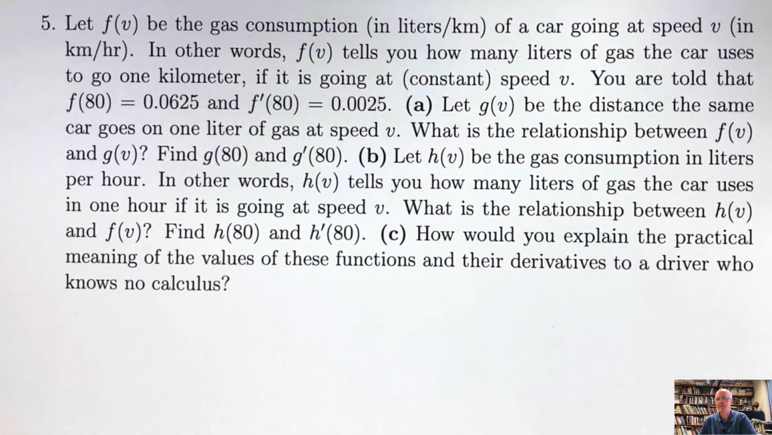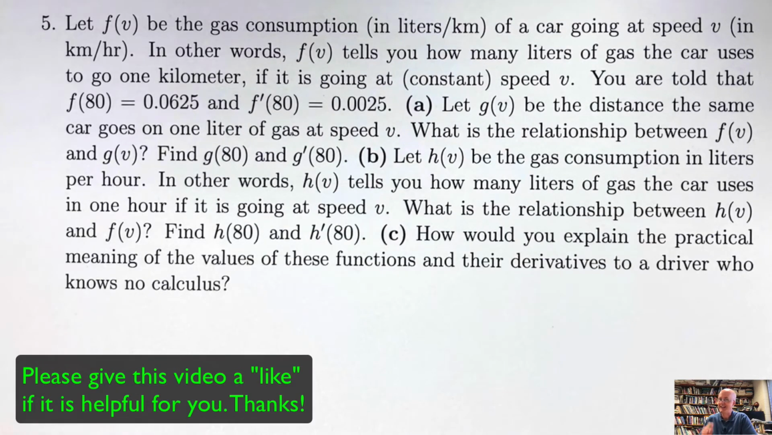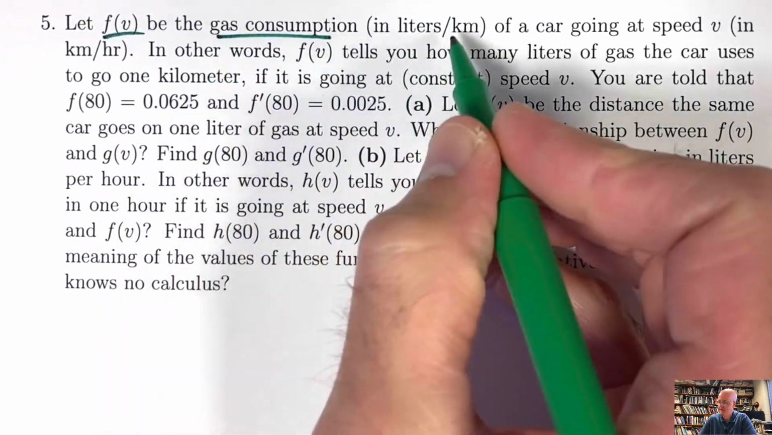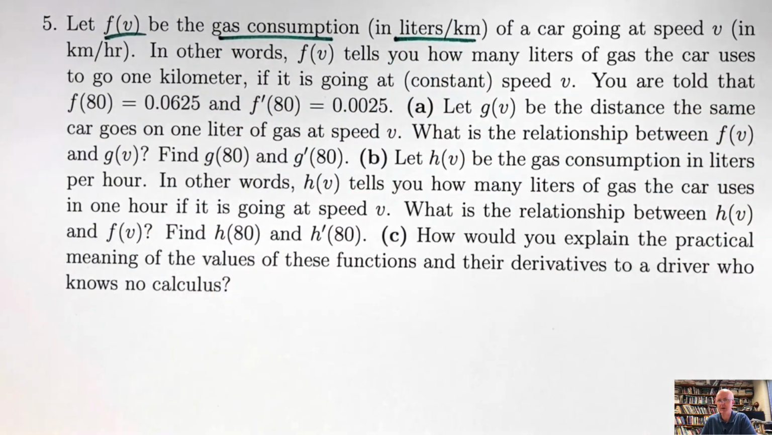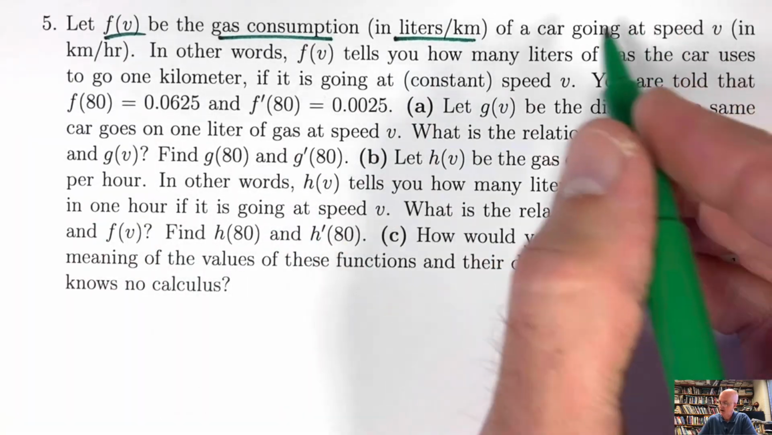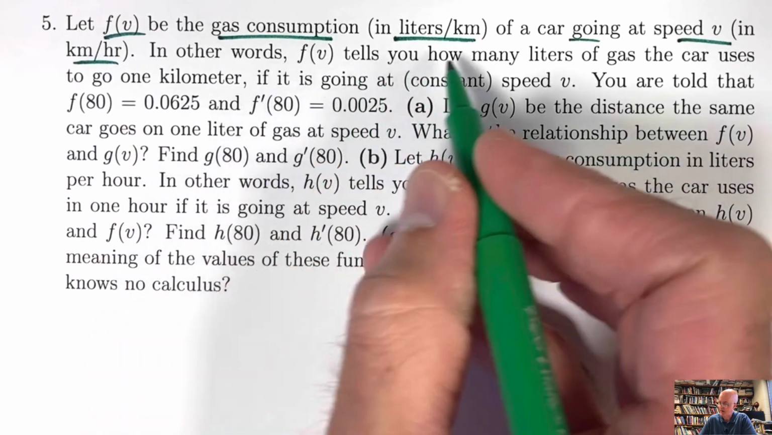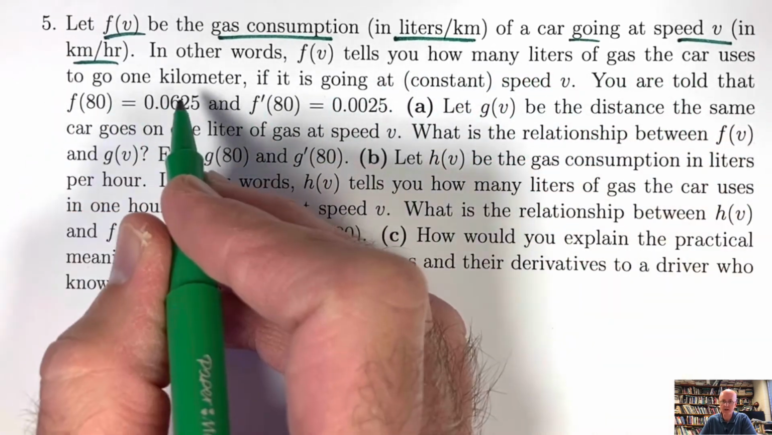It's also important to think about units in this last problem. And in this problem, when it says explain something, I really am just going to explain it verbally sometimes and not write it down to save some time here. f of v is the gas consumption in liters per kilometer. Okay, that's a little bit different than we usually think of gas consumption. Usually you'd think of it in miles per gallon or maybe kilometers per liter, but this is a little different. Of a car going at speed v in kilometers per hour. So this tells you how many liters of gas the car uses to go 1 kilometer.